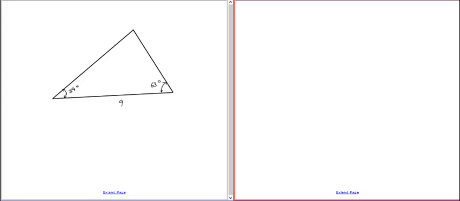Okay, so here's a solution for test 3. Problem number 1 was a law of sines problem. It was angle, side, angle. So the first thing we do is find the third angle. That would be 180 minus 63 minus 39, and that comes out to 78 degrees. Most people got that correct.